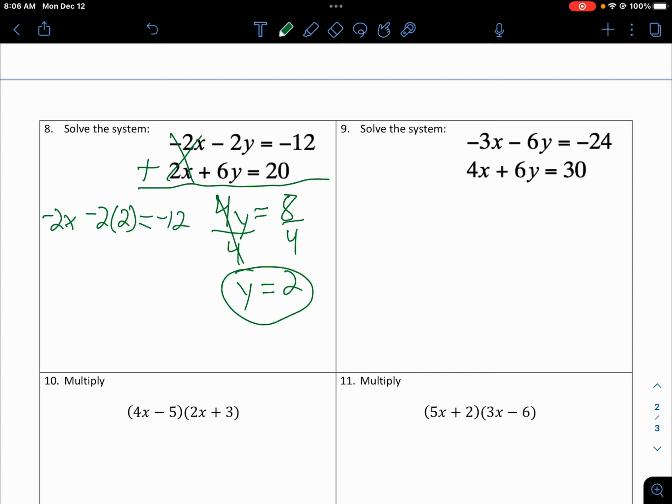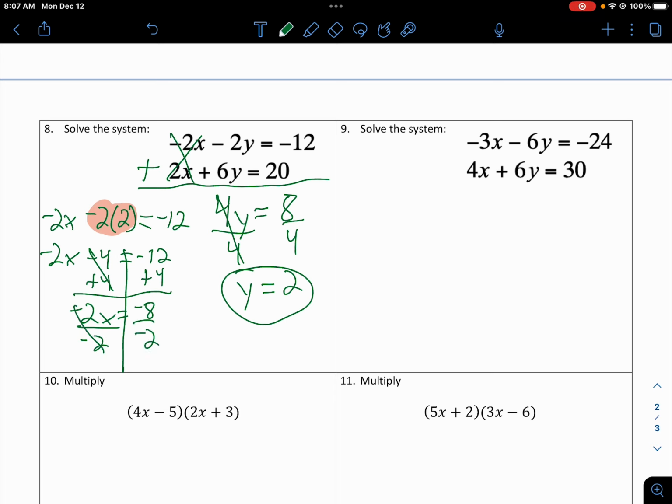And then here I have to multiply this first. So I have negative 2x minus 4 equals negative 12. I'm going to add 4 to both sides. Then you've got negative 2x equals negative 8. And then divide by negative 2. And then x equals 4. Done.